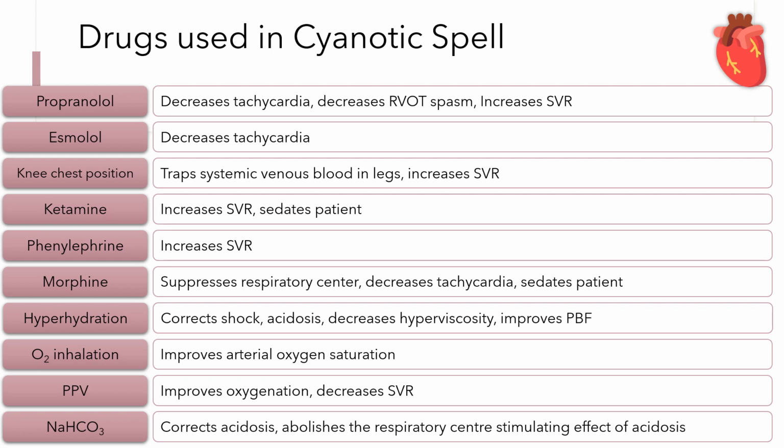Ketamine increases the systemic vascular resistance and also sedates the patient. Phenylephrine increases the systemic vascular resistance. Morphine suppresses the respiratory center, decreases the tachycardia and sedates the patient. Oxygen inhalation improves the arterial oxygen saturation. Hyperhydration corrects the shock, acidosis. It decreases the hyperviscosity and improves the pulmonary blood flow. Positive pressure ventilation improves the oxygenation and decreases the systemic vascular resistance. And sodium bicarbonate corrects the acidosis and abolishes the respiratory center stimulating effect of acidosis.